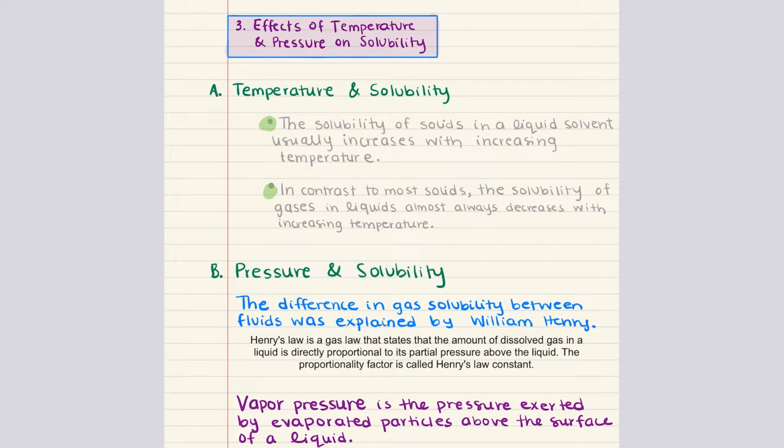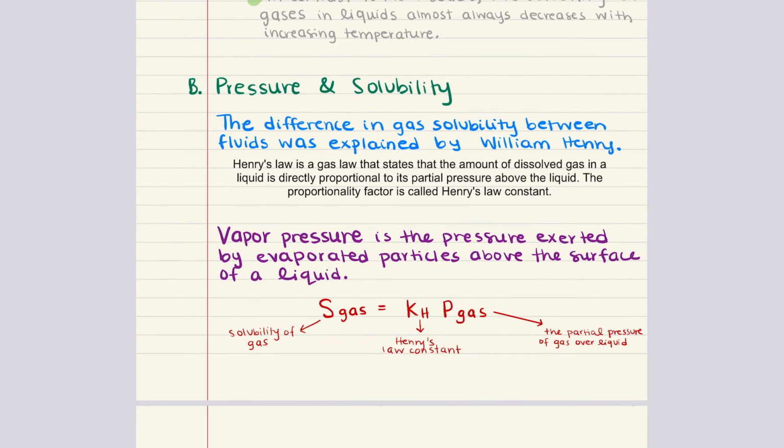Now, pressure also significantly affects the solubility of gases in liquids, as described by Henry's law. This law states that the amount of gas that can dissolve in a liquid is directly proportional to the partial pressure of that gas above the liquid. In simpler terms, increasing the pressure of a gas over a liquid pushes more gas molecules into the solution. The proportionality constant in this relationship is known as Henry's law constant.